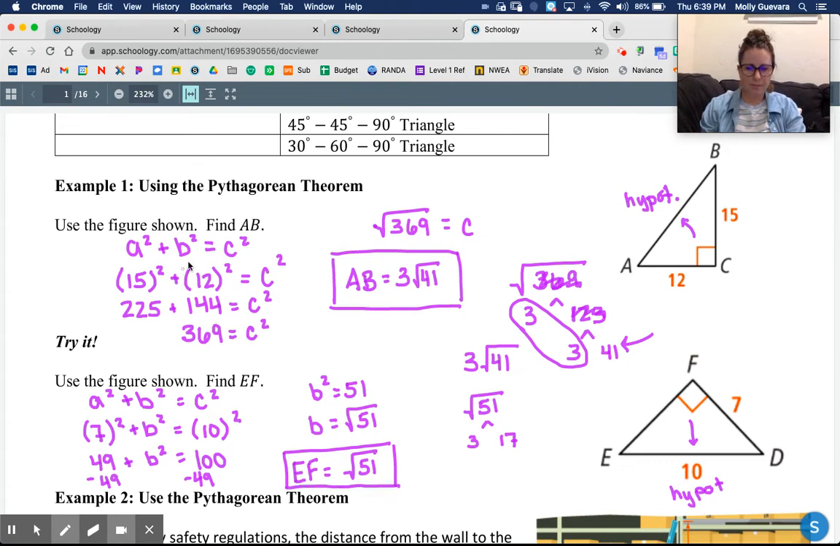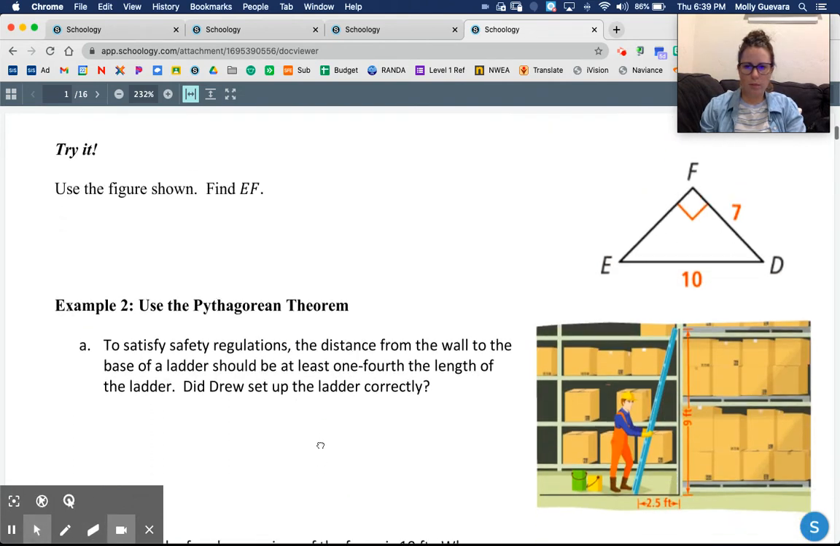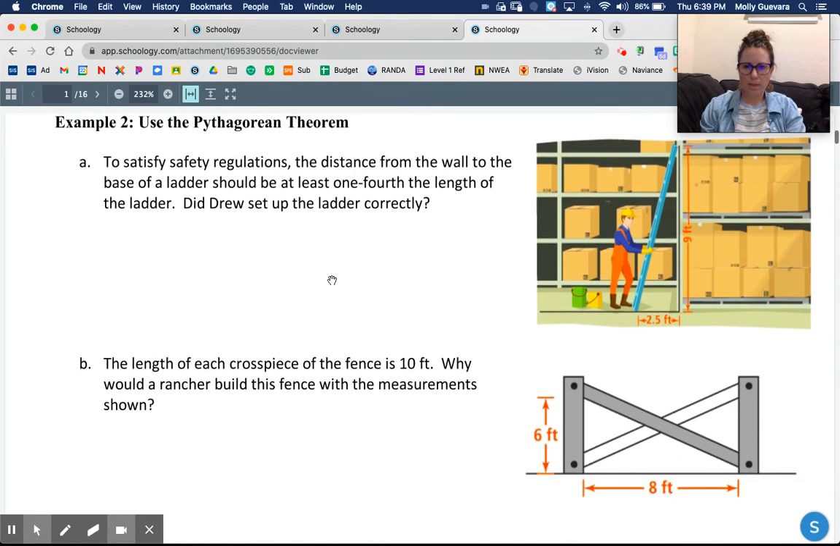And there it is. Let's look at another example of using the Pythagorean theorem. Nice little review.